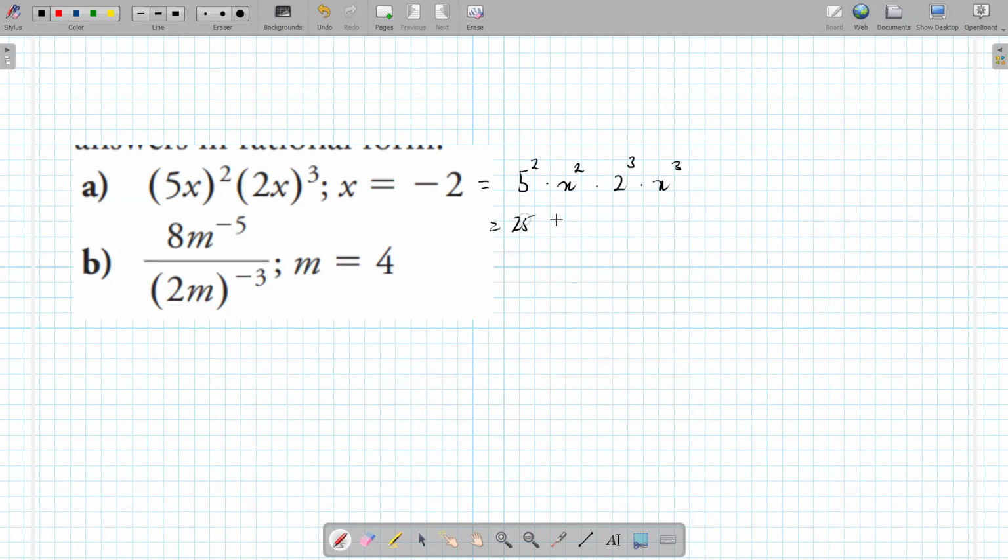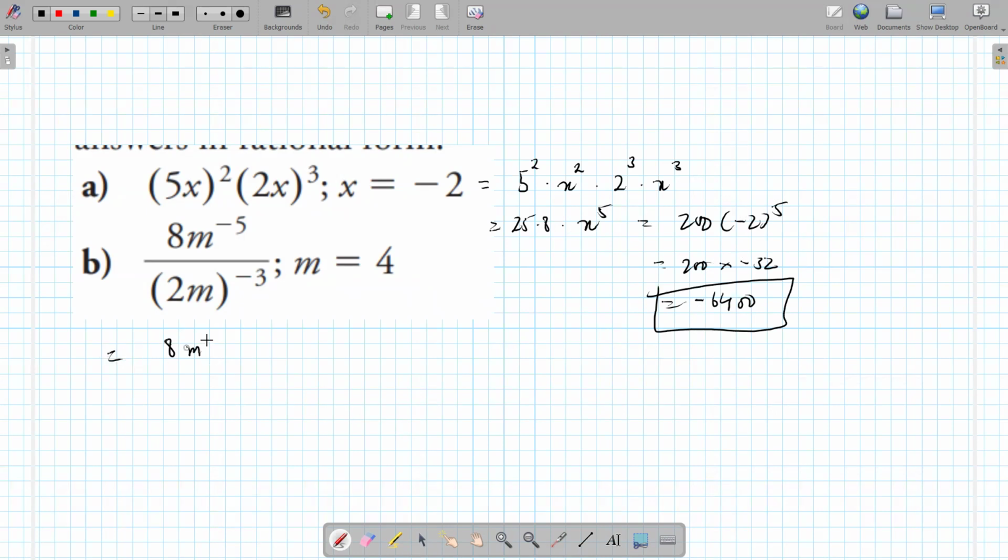This is 25 times 8. What's the power of x? 5. So then you have 200. 25 times 8 is 200, times negative 2 to the power of 5, because x is negative 2, and that's negative 32. You just plug this in a bracket, in a calculator. It becomes negative 6,400. And that would be the final answer for A.